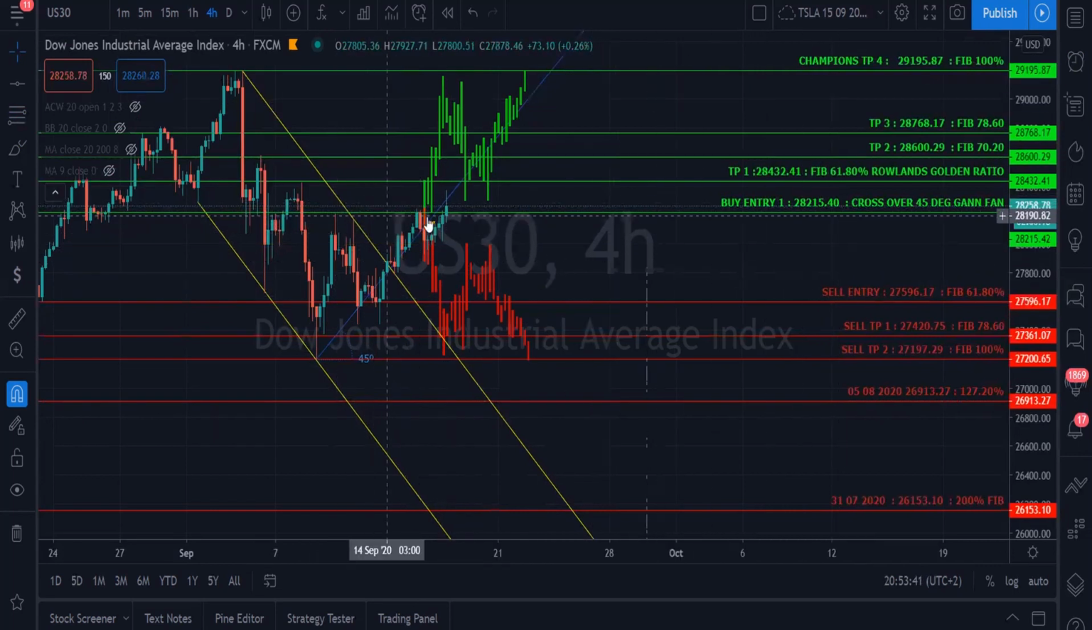Based on price, remember all of this is based on price. If it were to do this, then that will be the condition. If price were to break down here, then this will be the condition. You with me? Yes, I'm with you.